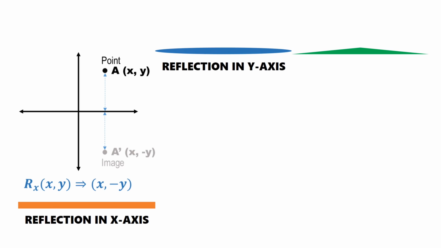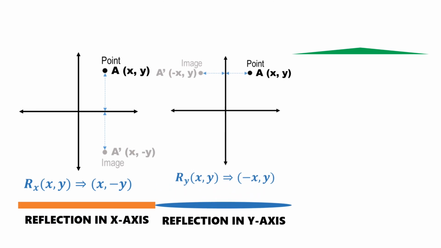Next, reflection in the y-axis. When a point is reflected in the y-axis, the y coordinates remain the same, but the x coordinates are transformed into its opposite sign. Therefore, the reflection of the point x, y in the y-axis, which is denoted as Ry, is negative x, y.